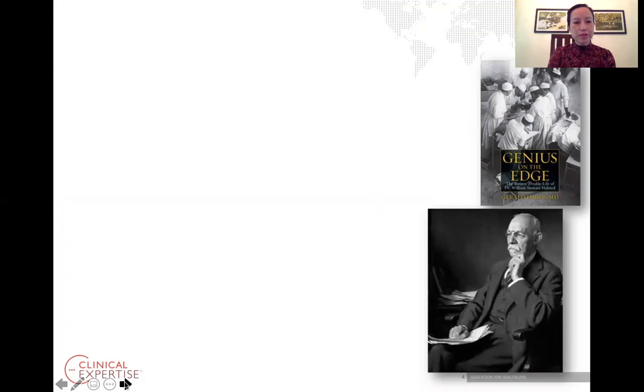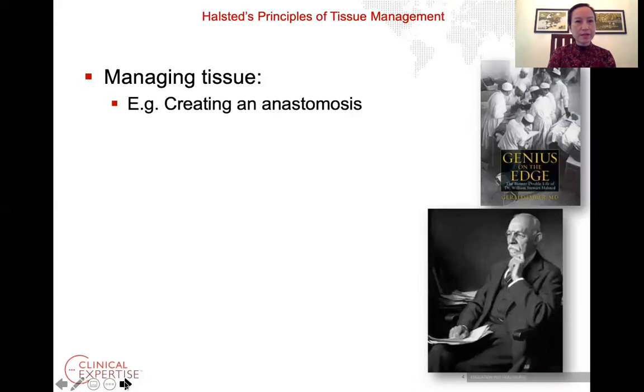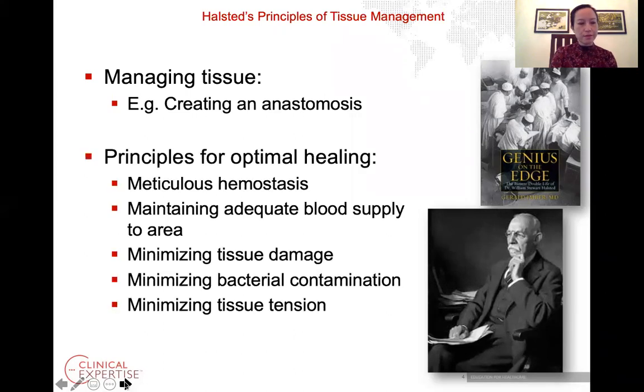An example of tissue management is the construction of bowel anastomosis. As far back as the early 1900s, Dr. William Stewart Halsted established the principles for performing a safe anastomosis, which hold true till today. These are meticulous hemostasis, maintenance of good tissue vascularity, and minimization of injury, bacterial contamination, and tissue tension. While energy devices do not have a direct impact on bacterial load or tissue tension, they can impact hemostasis, tissue trauma, and potentially blood supply.